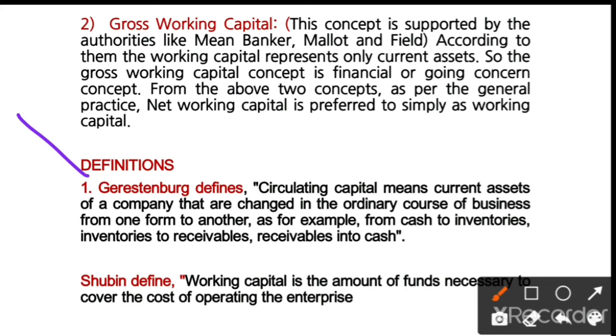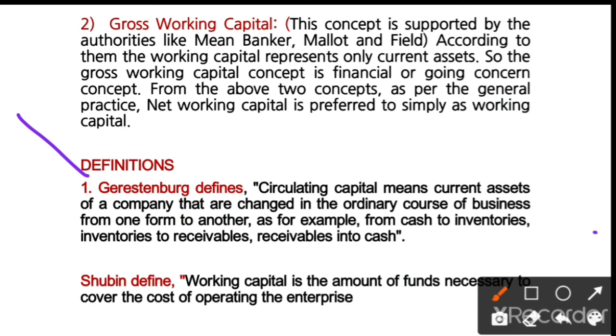According to Green-Steinberg, circulation of capital means current assets of a company that are changed in the ordinary course of business from one form to another form. This is known as working capital. It means it is circulation of funds. Example: cash to inventories, inventory to receivables, receivables into cash. So this is a form of working capital.